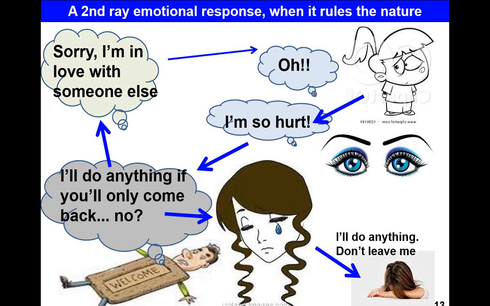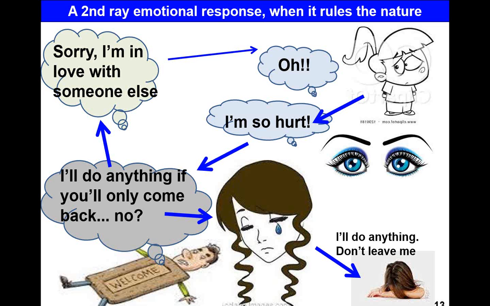Well, the second ray response might be a little bit more like, oh, I'm so hurt. I'll do anything if only you'll come back. Lying down. What can I do to bring you back to me? Tears and crying and a lot of hurt. But a lot of it, the emotional body on 2 folds in on itself when it's being disappointed and hurt, and doesn't retaliate like the 6 field.